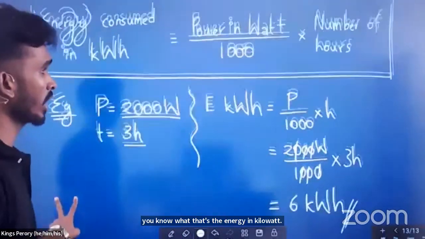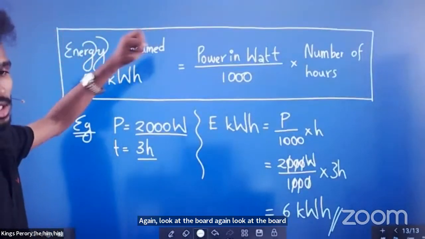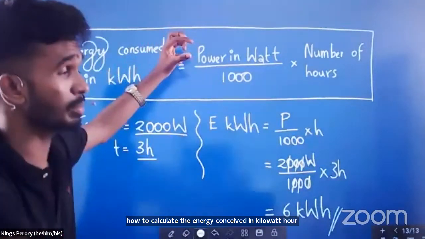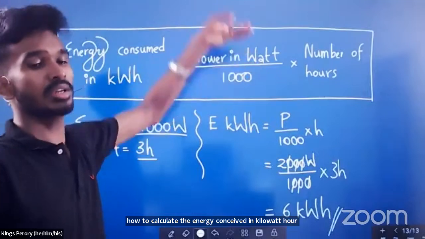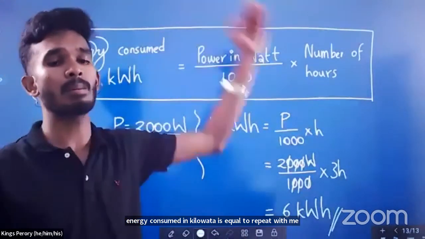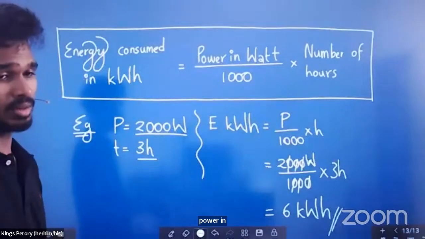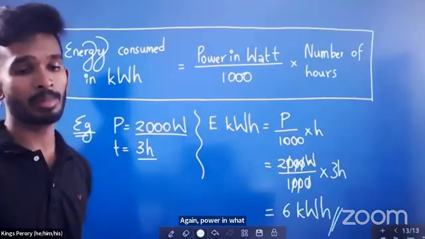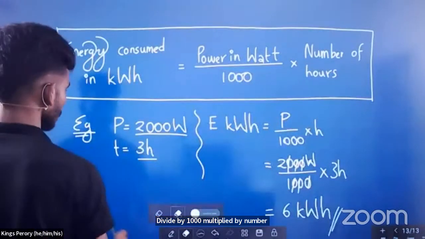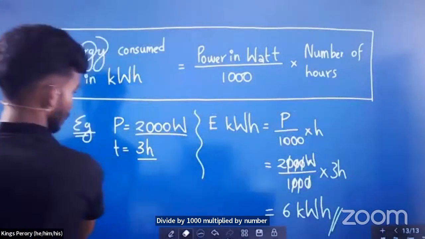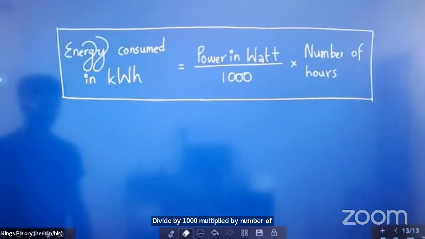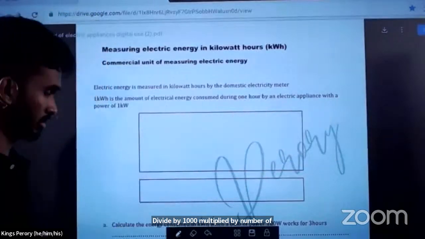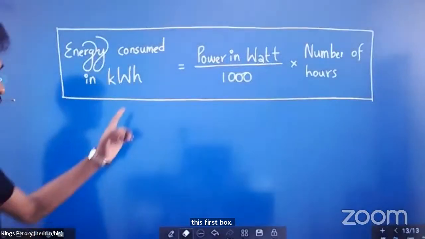Again, look at the board. How to calculate the energy consumed in kilowatt hour? Energy consumed in kilowatt hour is equal to, repeat with me, power in watt divided by 1000 multiplied by number of hours. In the tute, first box, I want you all to write.